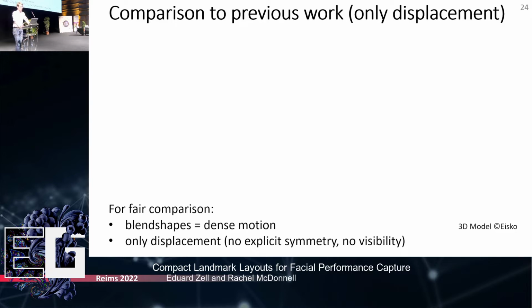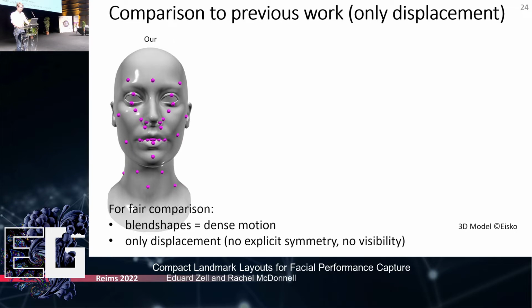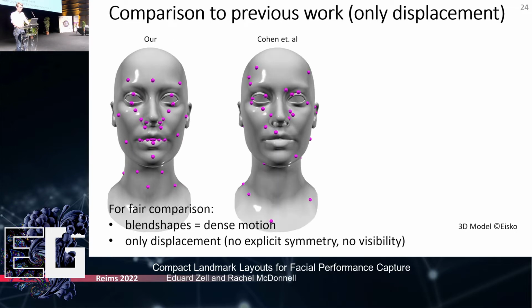So to compare with previous work and to make the comparisons fair, we assumed that the blend shapes and the dense motion sequence are the same here. And we only considered displacement here. No explicit symmetry and no visibility constraints have been considered in this comparison. So this is our result.